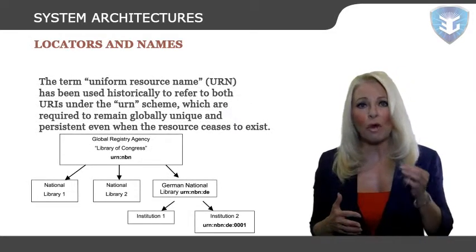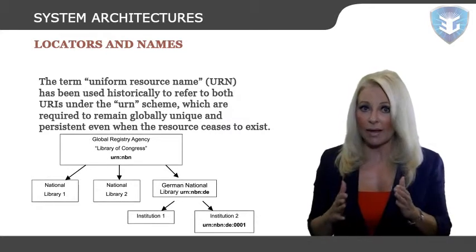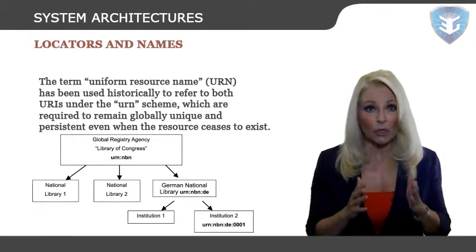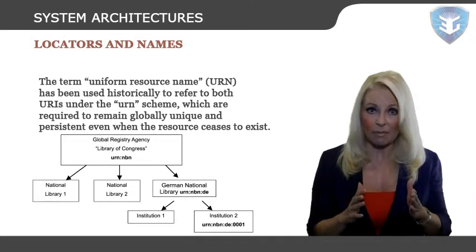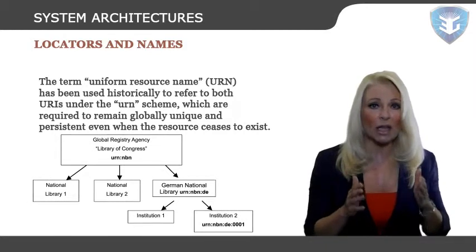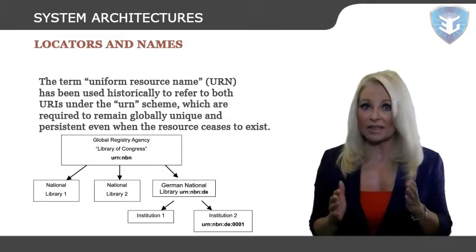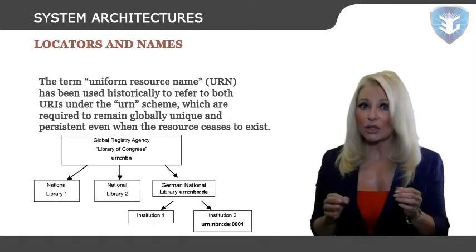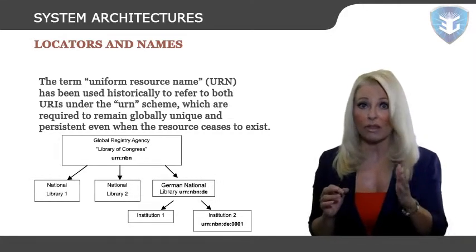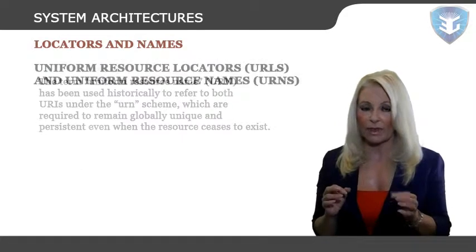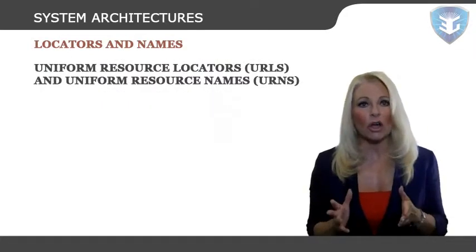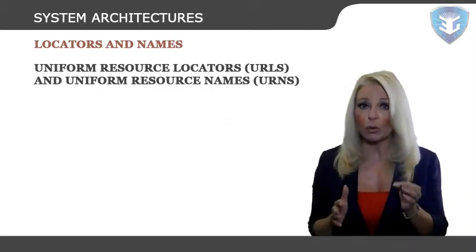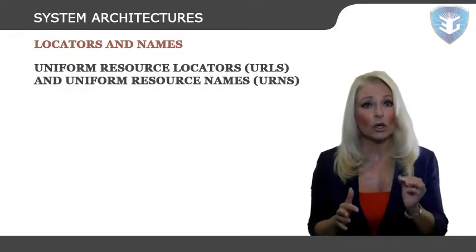The term Uniform Resource Name, URN, has been used historically to refer to both URIs under the URN scheme, which are required to remain globally unique and persistent even when the resource ceases to exist or becomes unavailable, and to any other URI with the properties of a name. Let's now take a look at Uniform Resource Locators, URLs, and Uniform Resource Names, URNs.